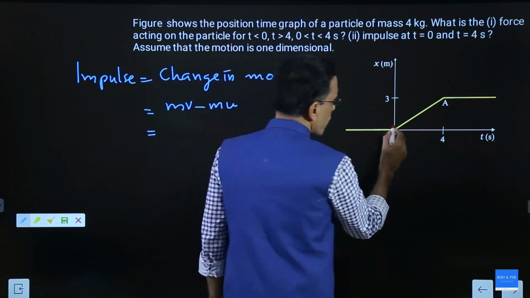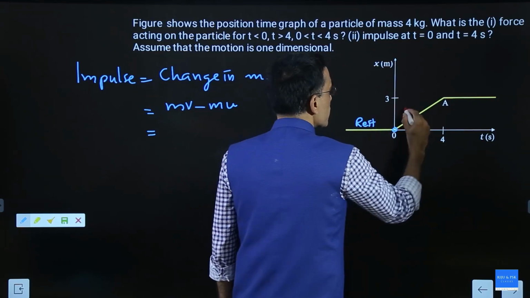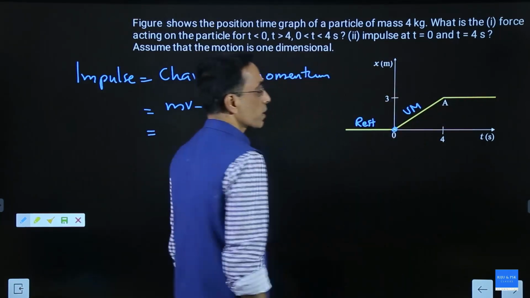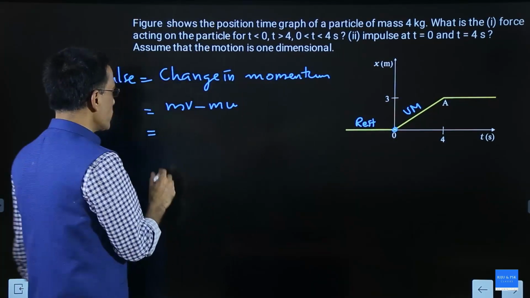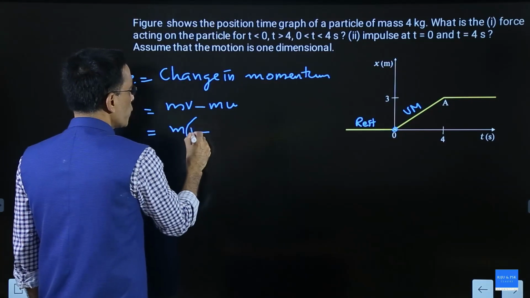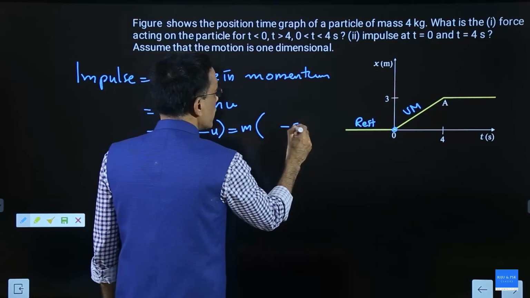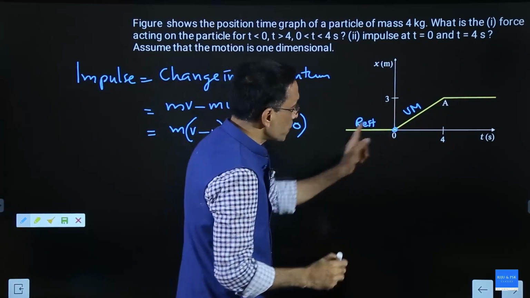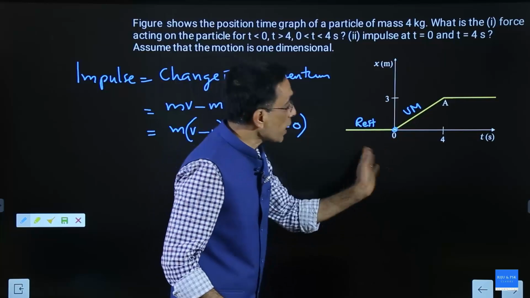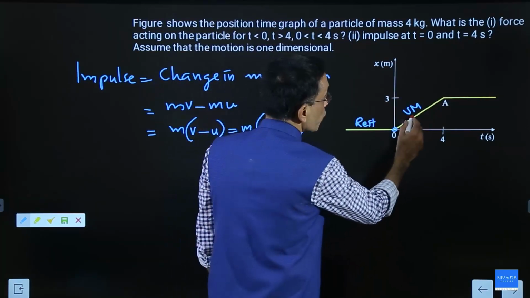Now see this. I told you this point is rest. This point is uniform motion. So initial velocity, u, was 0. So this is m into (v minus u), which can be written as m into 0. Why 0? Initially, just before that it was at rest. But just after that, what was it doing? It was doing uniform motion. What is the velocity of uniform motion?